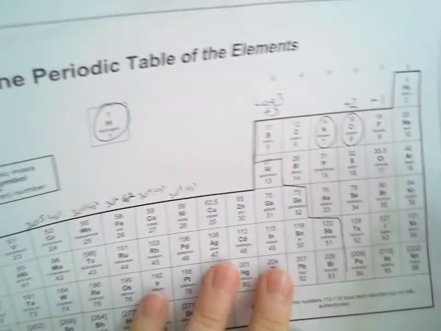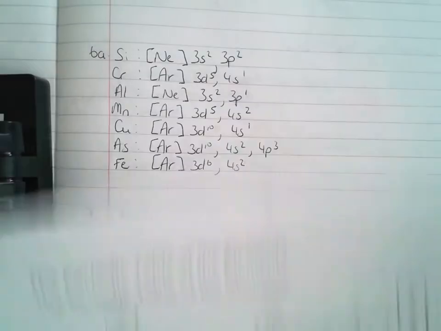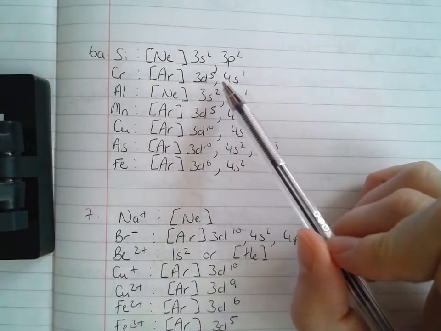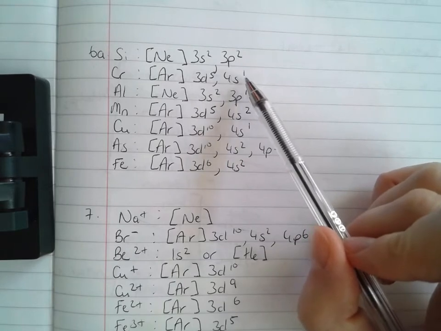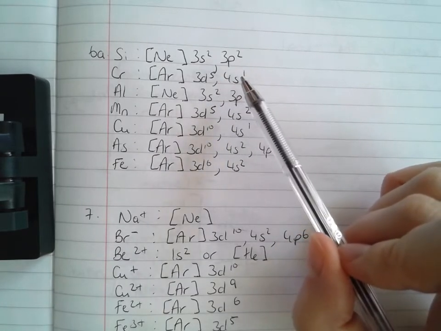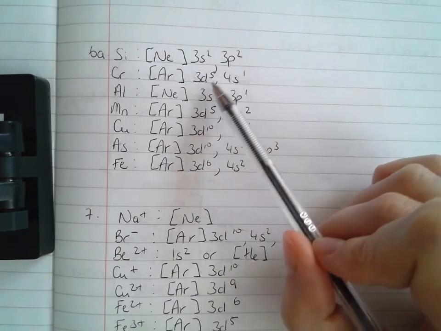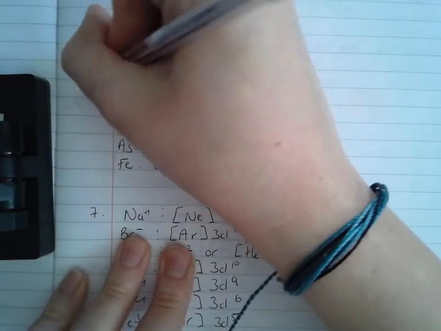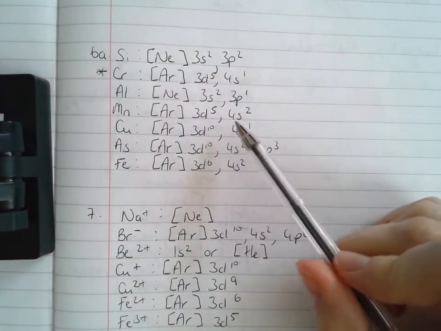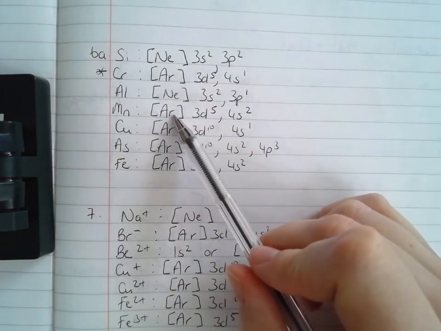Chromium, this is one of our exceptions. So again, I'm going to write down argon because that's the noble gas in the period above chromium. And then I have got 6 electrons to assign. Usually it would be 3d4, 4s2, but we've seen chromium is an exception, and those 6 electrons are split between 3d5 and 4s1. You need to pay attention to chromium. Aluminium is as follows.